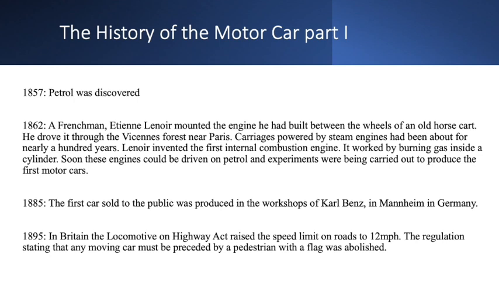1885. The first car sold to the public was produced in the workshops of Karl Benz in Mannheim in Germany. 1895. In Britain, the Locomotive on Highway Act raised the speed limit on roads to 12 miles per hour. The regulation stating that any moving car must be preceded by a pedestrian with a flag was abolished.